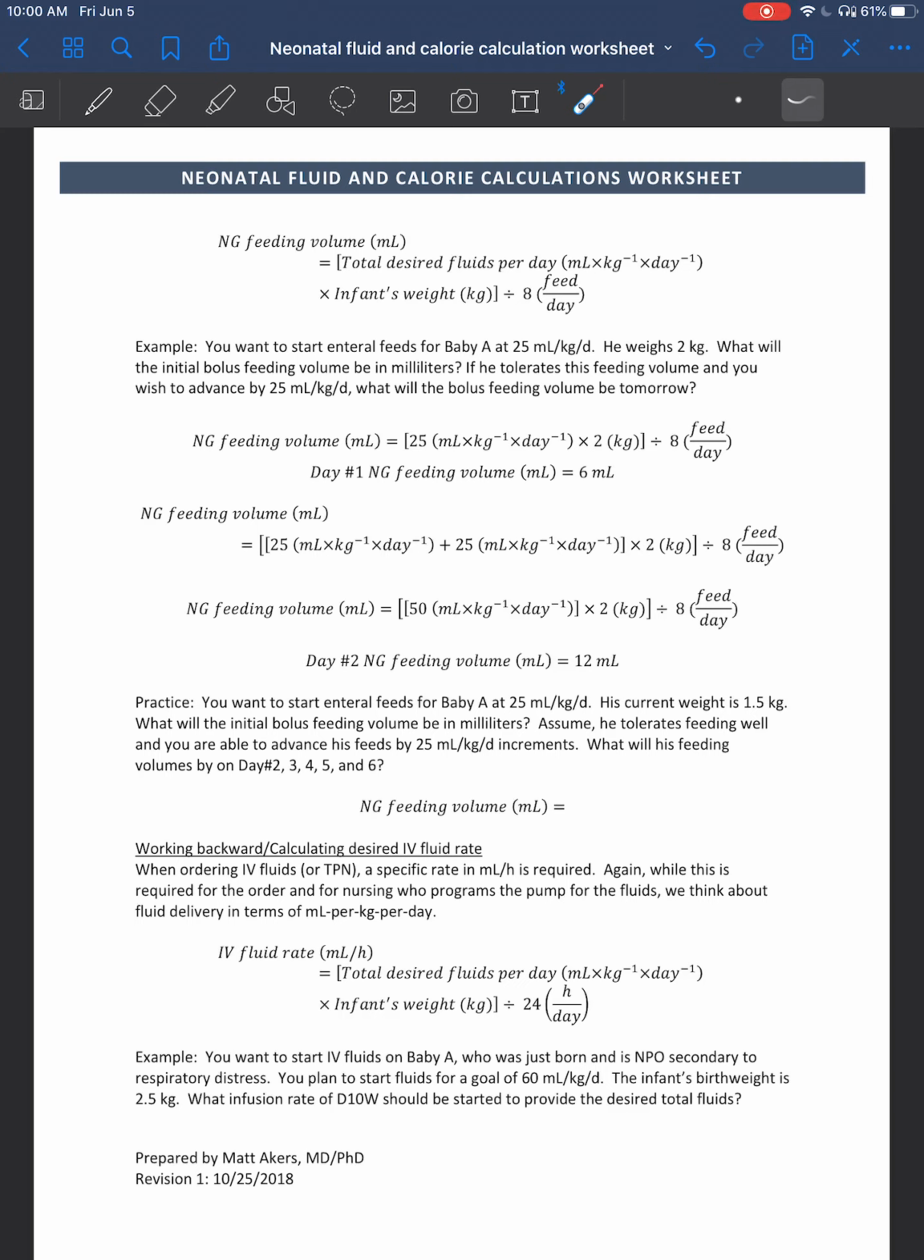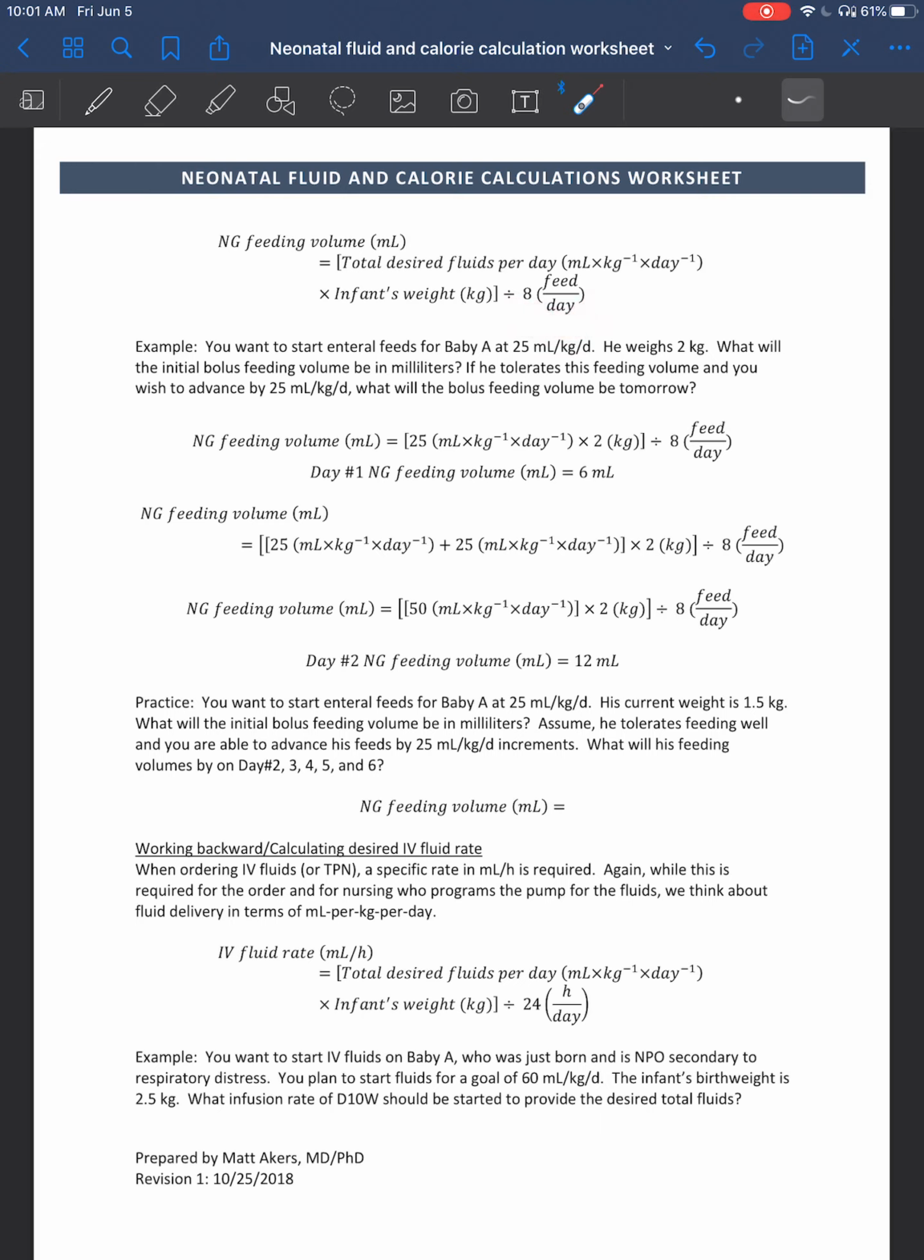To find the NG feeding volume that you desire, you take your total desired fluids per day in mils per kilo per day, multiply this by the infant's weight. So we're working backwards. This will then give us the total volume in a day. Then we'll divide that by the number of feeds per day the baby's going to have. Again, if the baby's eating every 3 hours, there's going to be 8 feeds in a day.